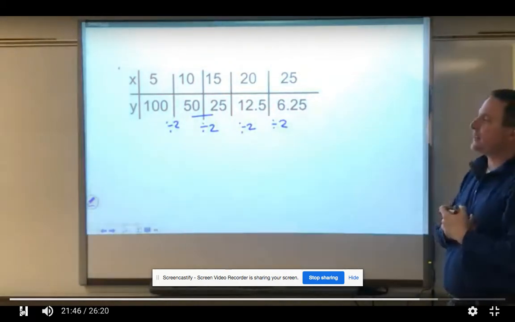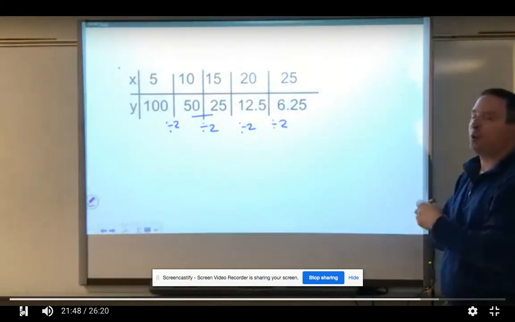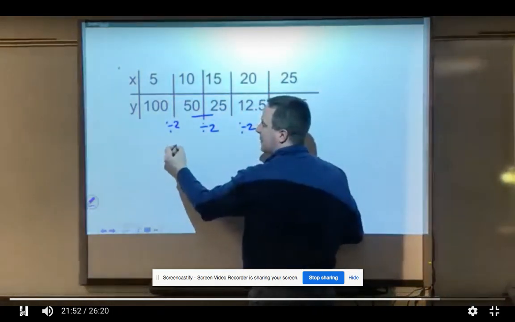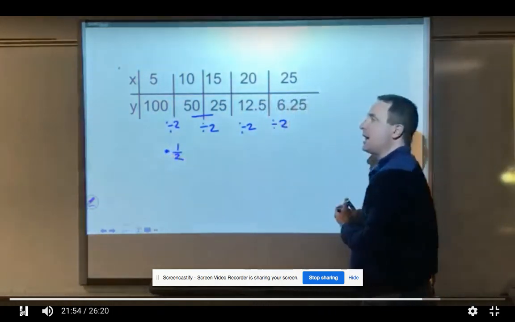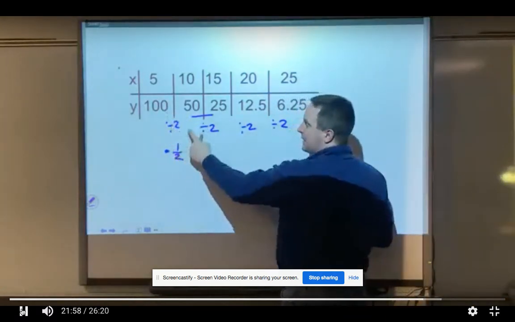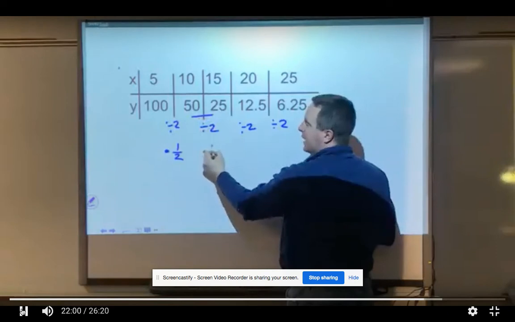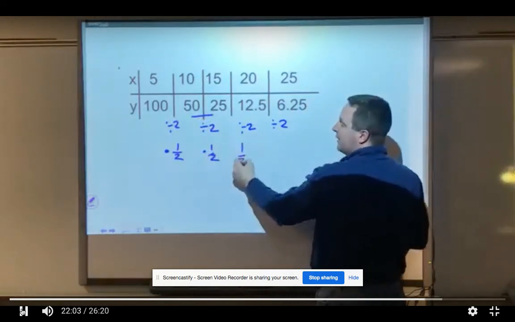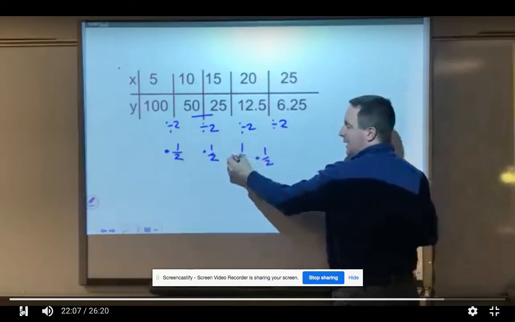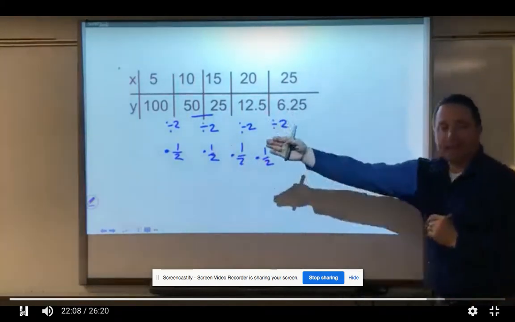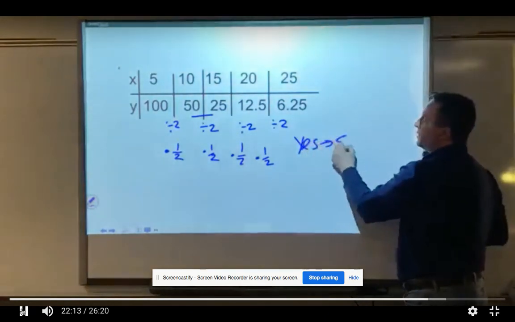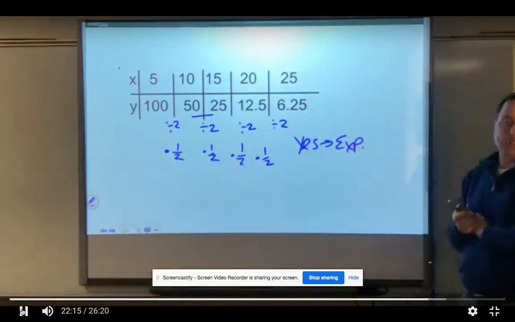Okay, but when we talk about this exponential thing, eventually we're going to need to know what the multiplier is. Well, dividing by 2 is the same as timesing by the reciprocal, or timesing by 1/2. 100 times a half is 50. 50 times 1/2 is 25. Times a half, times a half. But my point is, it is a multiplier. It's the same multiplier all the way across. So yes, this is also an exponential function.